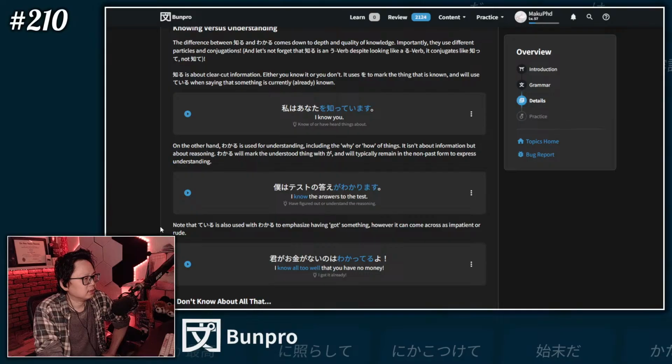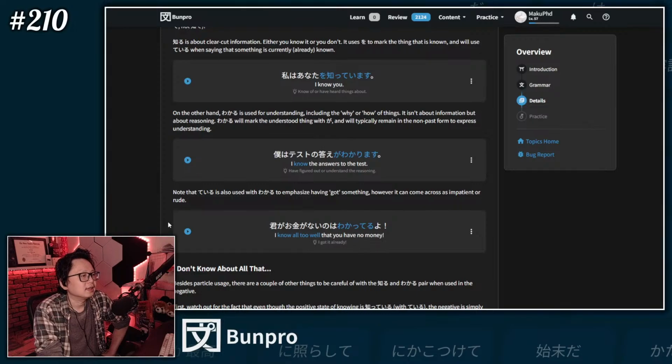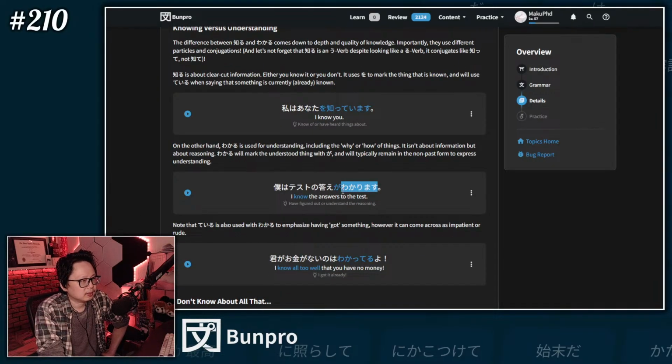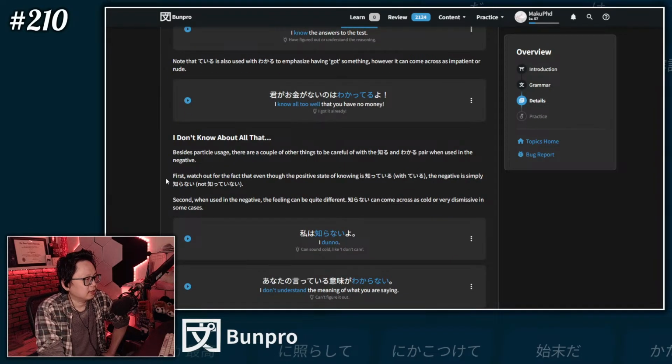Note that teiru is also used with wakaru to emphasize having got something. However, it comes up. Oh, okay. So that's considered rude, or potentially rude or impatient. 君がお金がないのはわかってるよ。 Okay. Interesting. Yeah, I haven't ever used this. However, I thought about it because it runs parallel up here. Yeah, wakarimasu. Wakarimasu is the way. I don't know about all that.